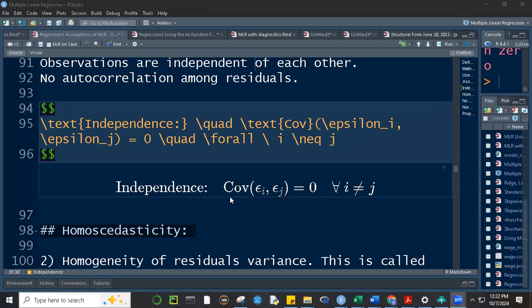Kasi what's the correlation between epsilon sub i and epsilon sub i? Diba? Correlation of 1 with itself. Then that will be equal to 1. Yun ang ibig sabihin nito class.